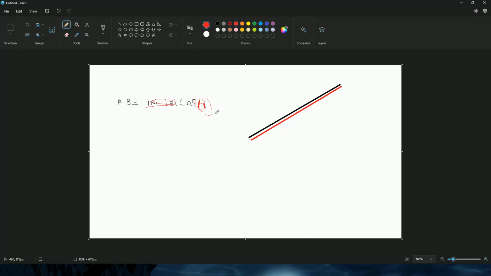So if the angle is 0 degree, at 0 degree cos theta is equal to 1. So that is why the value was 1 when two vectors are in the same direction. Can you guess how we were getting A dot B equals 0 when the angle was 90? The reason was cos theta. If theta is 90, the cos value is 0. You got my point?